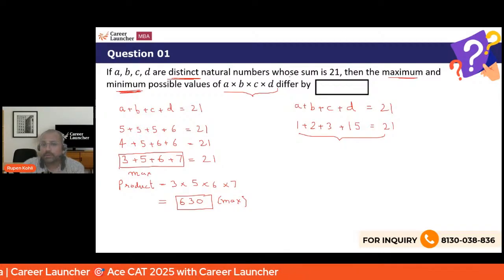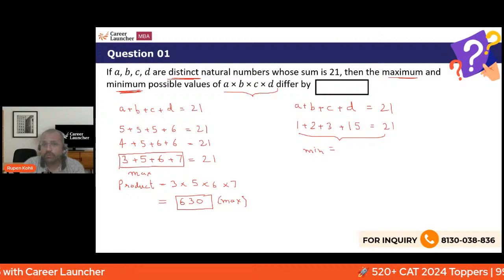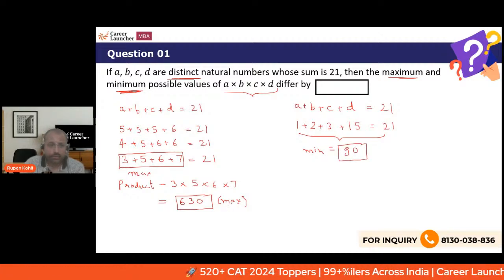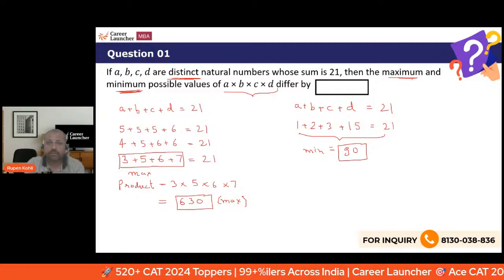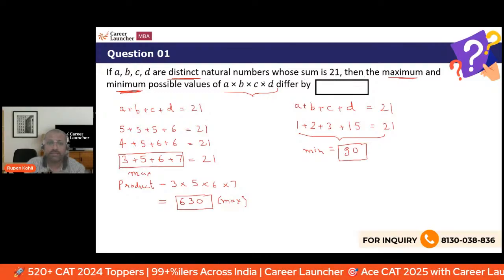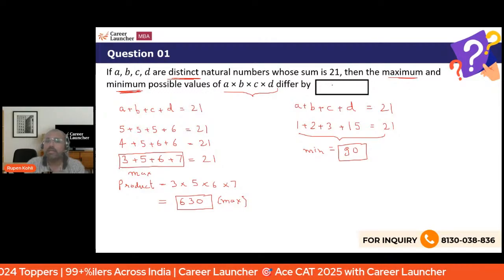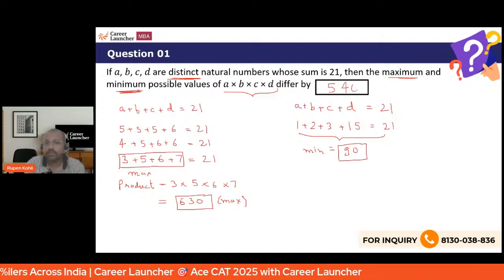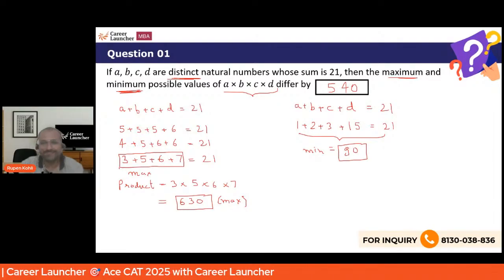The minimum product, therefore, is the product of these four, which is 1 into 2 into 3, 6 into 15, 90. So the required answer is 630. The question is asking for the difference. The maximum and minimum possible values differ by how much? That is 540. 630 minus 90.